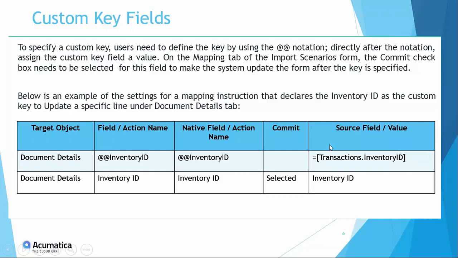Here we have an example where we will use this custom key field for inventory ID. In this case, we will use it for searching a specific line based on this inventory ID that we have in our data provider. We will see how it works and how it's used in lesson two about all the common examples.